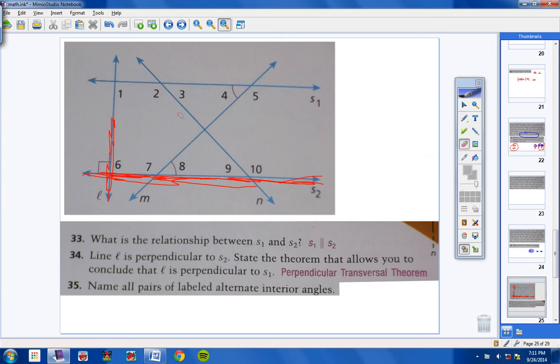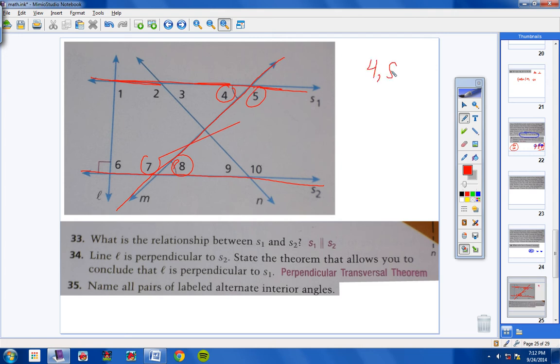Okay, and then moving on to number 35, name all pairs of alternate interior angles that are labeled. So here we go. First of all, it's going to be pretty intense, so watch carefully. Please, students, watch. We have to look for 2 lines being cut by a transversal. So look at these lines right here. Okay, so alternate interior angles would be 4 and 8 and 5 and 7. So angles 4 and 8, and angles 5 and 7.